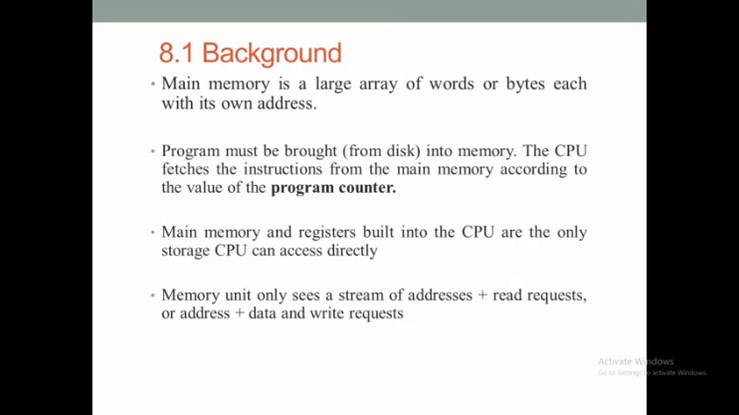The programs have to be brought from the secondary storage device into the memory, and as I told you before, the CPU can access the instructions and data only if they are in main memory. The CPU will not be able to access anything directly from the secondary memory. The main memory sees only a stream of addresses, either the read request or the write request coming from the CPU.